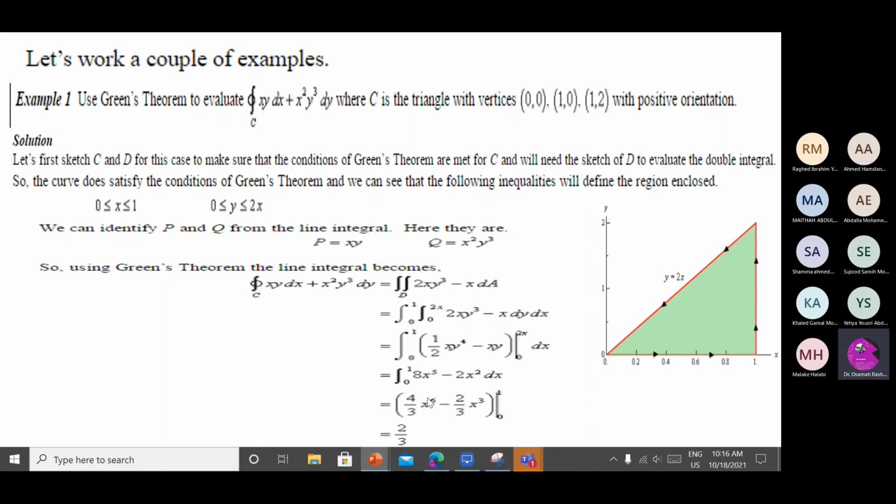X to the power 5 integrates to x to the power 6 over 6, right? And the integration of x squared is x cubed over 3. So it is easy to get the line integral by the double integral.